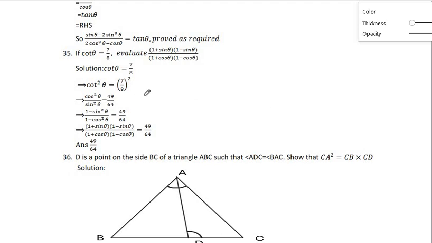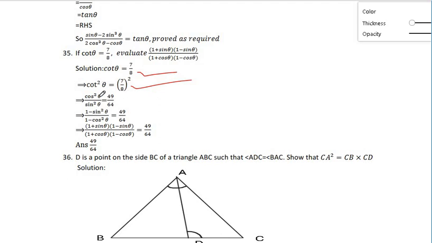35 also from trigonometry. Cot theta is given equal to 7 by 8. We have to find the value of 1 plus sin theta into 1 minus sin theta, divided by 1 plus cos theta into 1 minus cos theta. So cot theta equal to 7 by 8, cot square theta is 7 by 8 whole square. We take square on both sides.